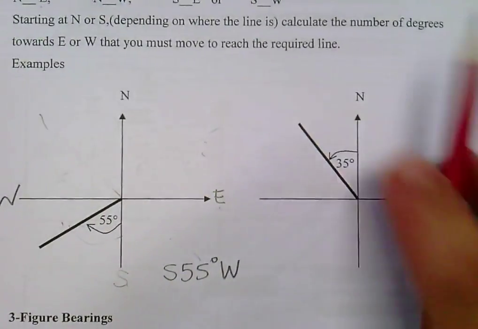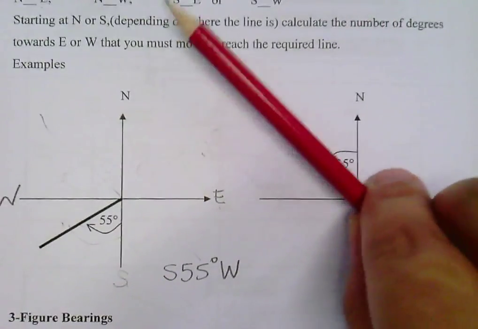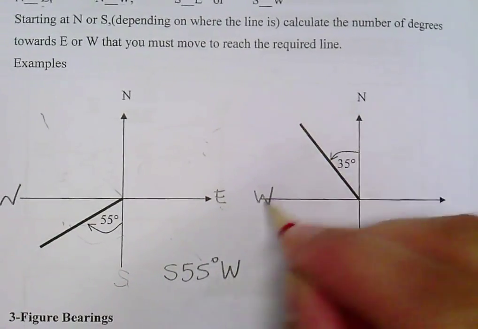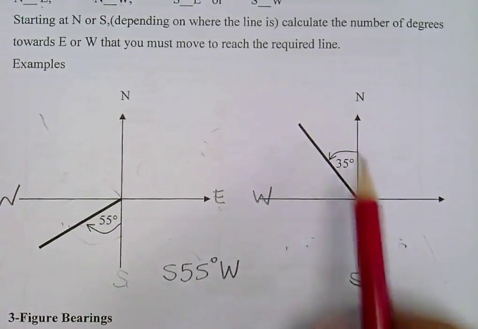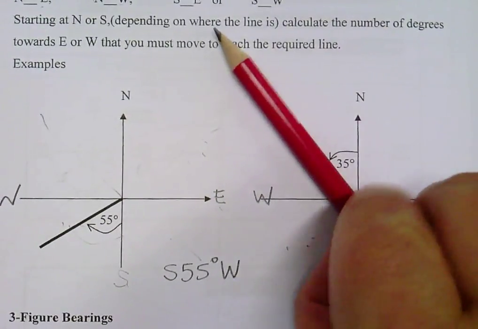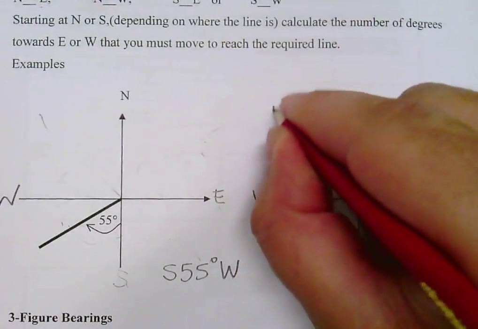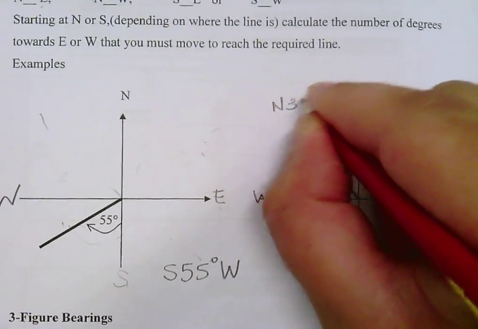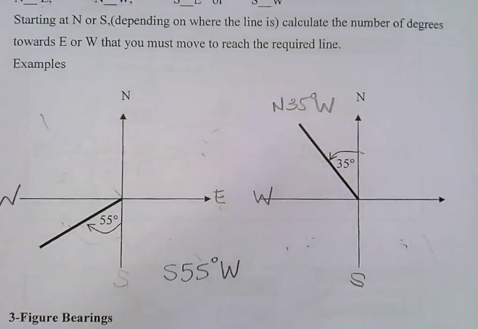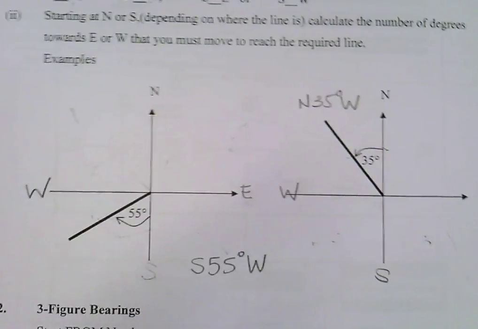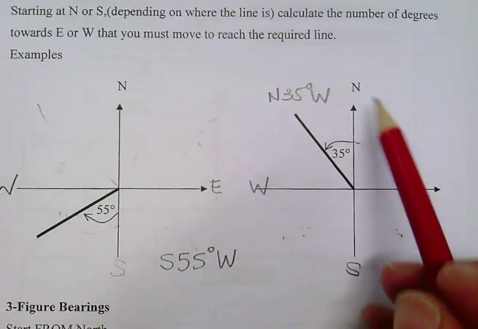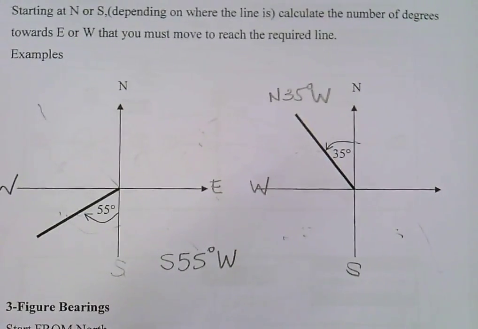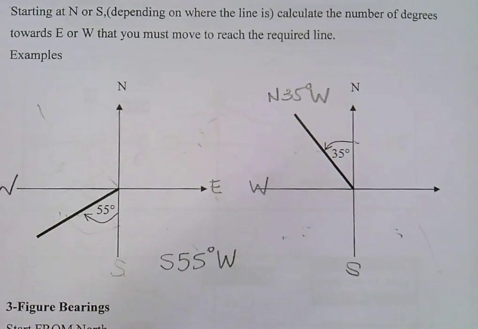This other one over here is in the northwest. That's north, that's west. So you must say north or south first. Of course, we're not going to say south first. There's nothing down here. So it's north, and then we're going towards west. So this would be north, then I'm traveling 35 degrees towards west. So the first one was south 55 degrees towards west. The second one is north 35 degrees towards west.